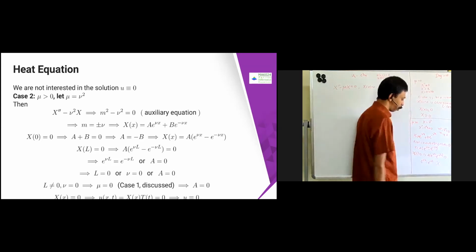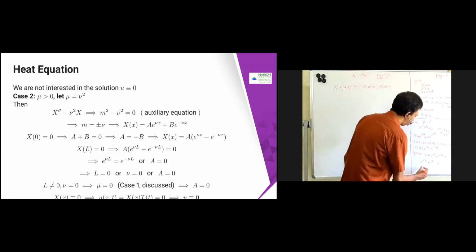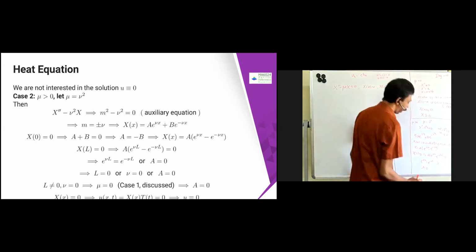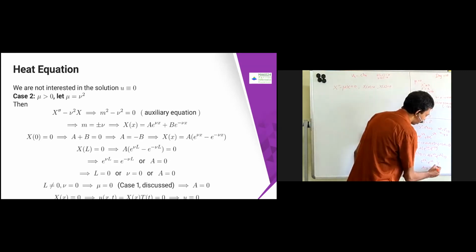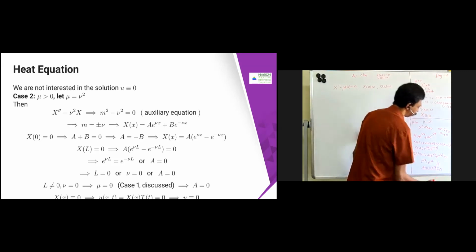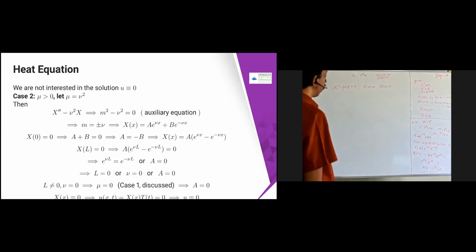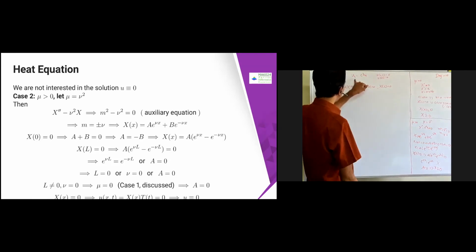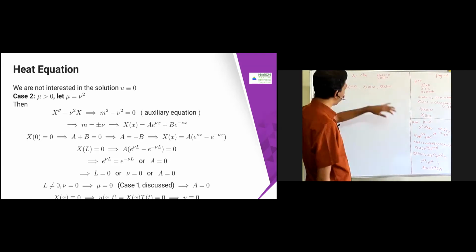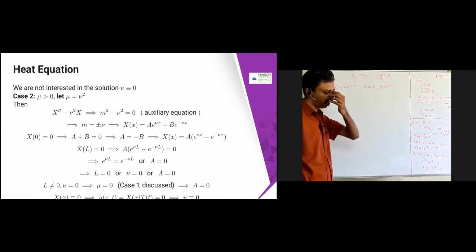So this case is not possible. Therefore, A equal to 0. If A equal to 0, that implies that X is simultaneously 0. Once again I got a trivial solution, 0 equal to 0, which is obvious, and which I am not interested in.